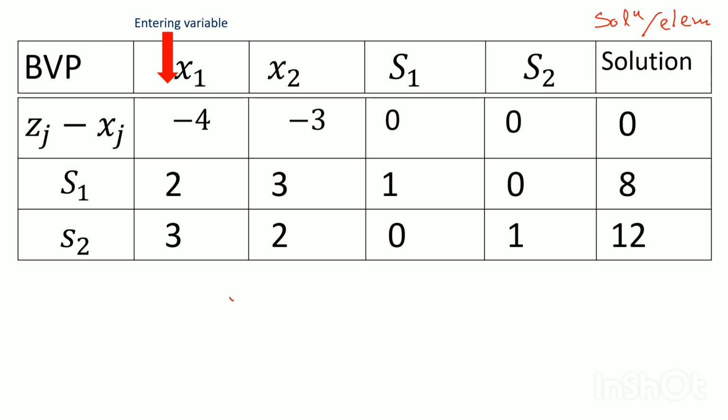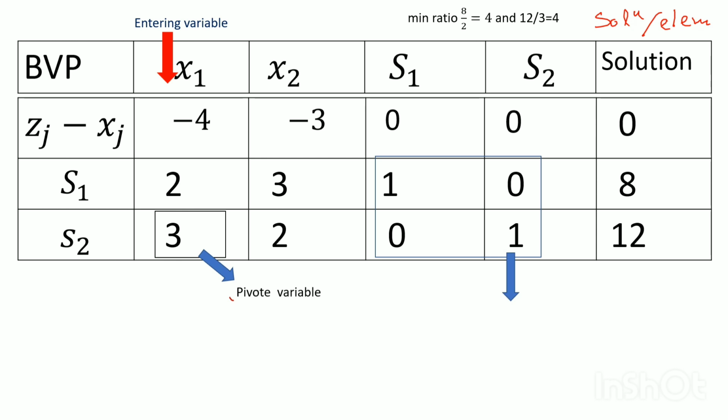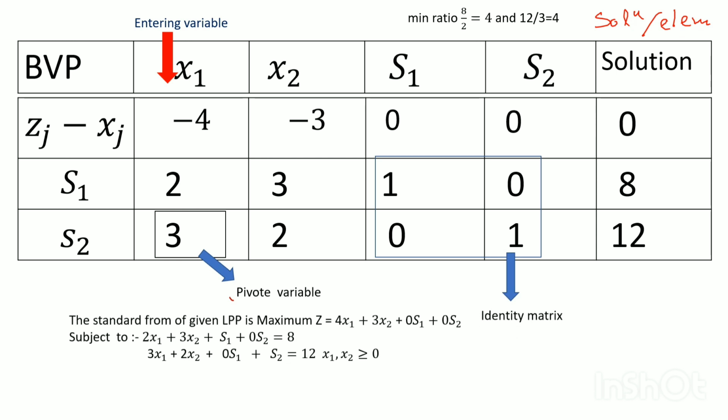Now I have to find out the pivot element. Okay, how can I get the pivot element? Let me tell you, zj minus cj has minus 4 as the minimum value. So the entering variable is x1, so this is my entering variable. Now I find out the min ratio. You see that the entering column elements are 2 and 3. Solutions divided by element, so min ratio is 8 by 2 equals 4, 12 by 3 equals 4. So I take the pivot element as 3.